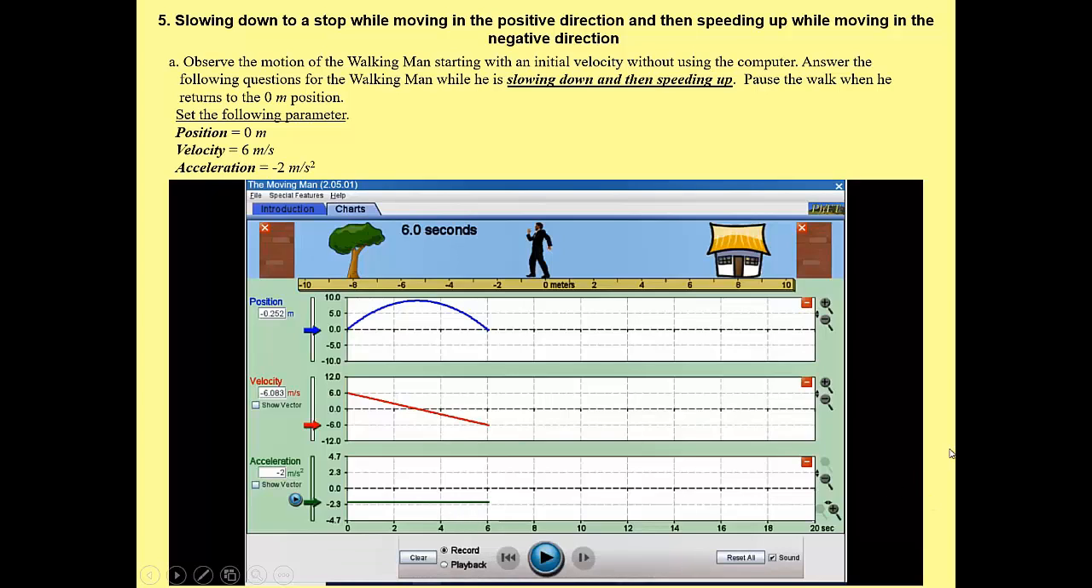That's kind of interesting, isn't it? That the acceleration was uniform, even though the motion was completely different kinds of motion, right? Speeding up in the positive direction, slowing down in the negative. Huh.